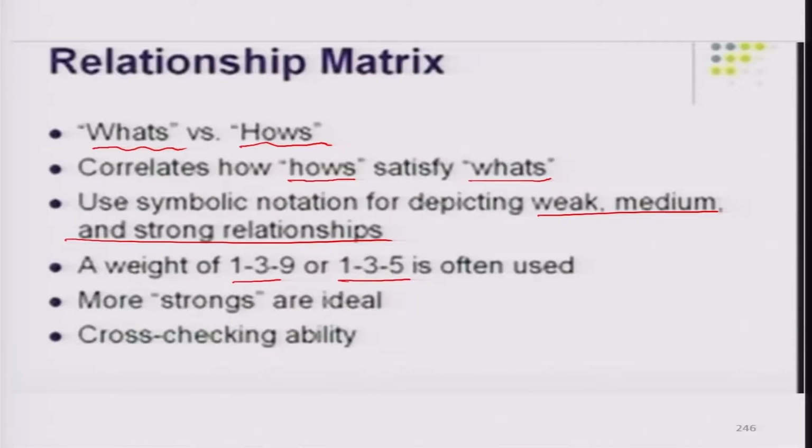Okay, so more strongs are obviously an ideal choice. We prefer to have strong relationships between whatever we are saying as the operating requirements, or the hows of achieving what we want to achieve, and the whats of what we are achieving. Okay, so we should have a cross-checking ability to this relationship matrix.